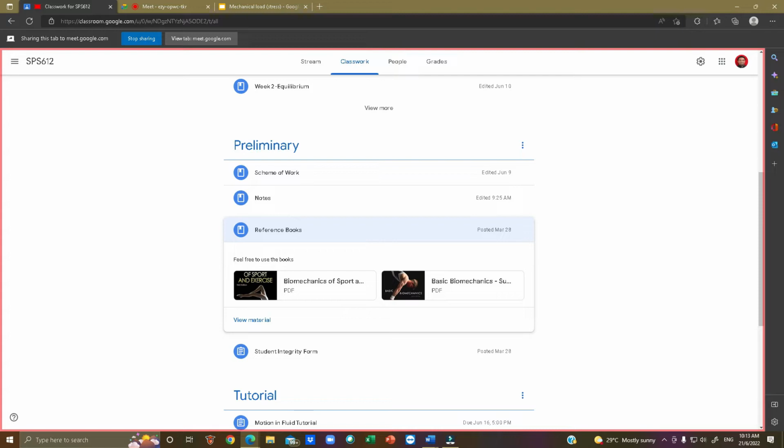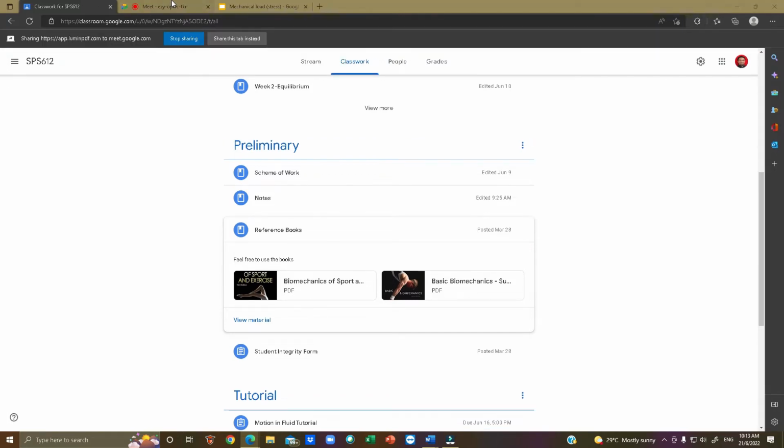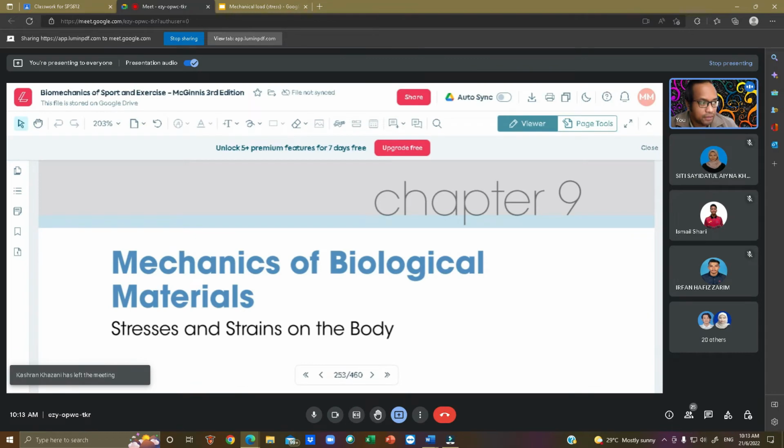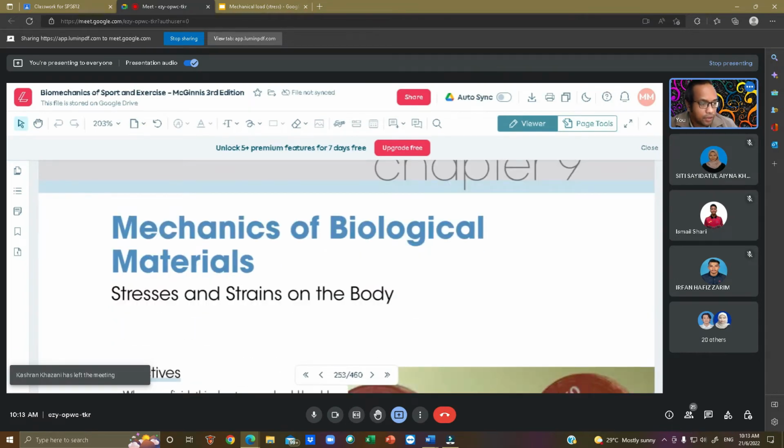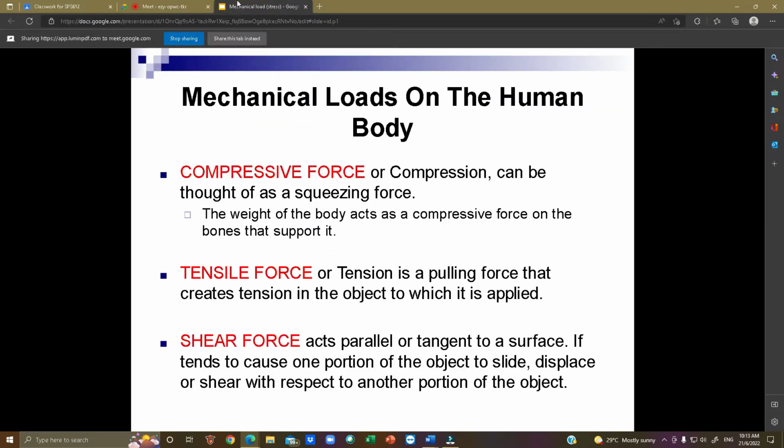Saya bukakan chapter 10 dulu. So this topic, we are going to use this book. Ni, Mechanics of Biological Material, chapter 9. So we talk about stress and strain. So your main reference for this topic is going to be this book. So later on, just open up the book lah daripada dalam GC tu. You can download that.